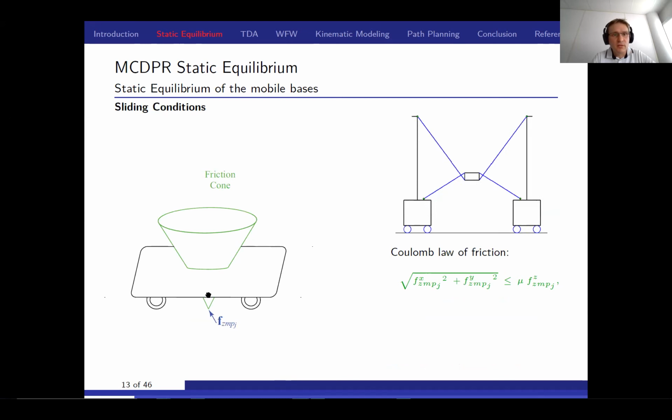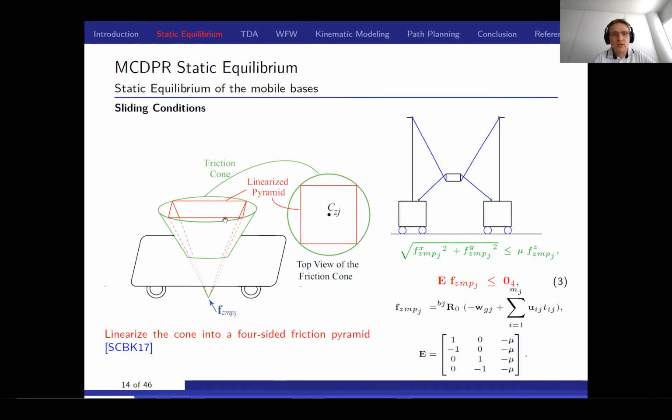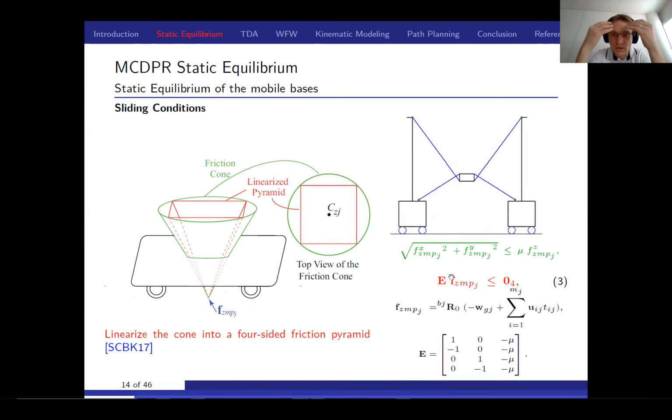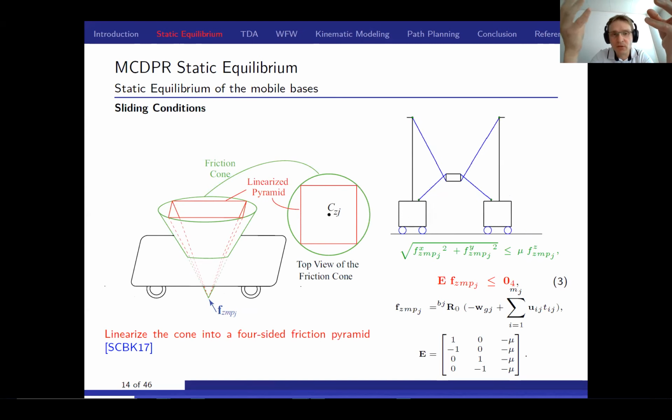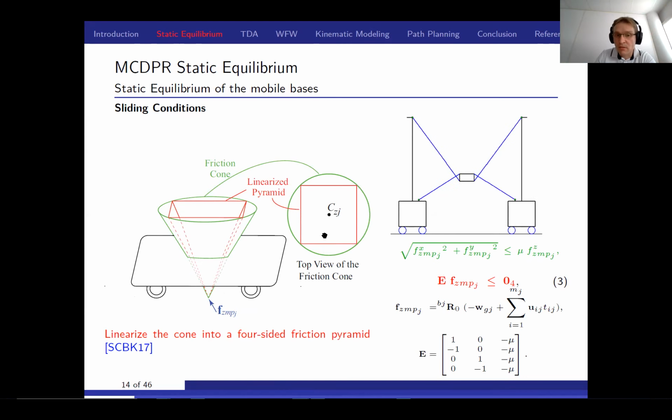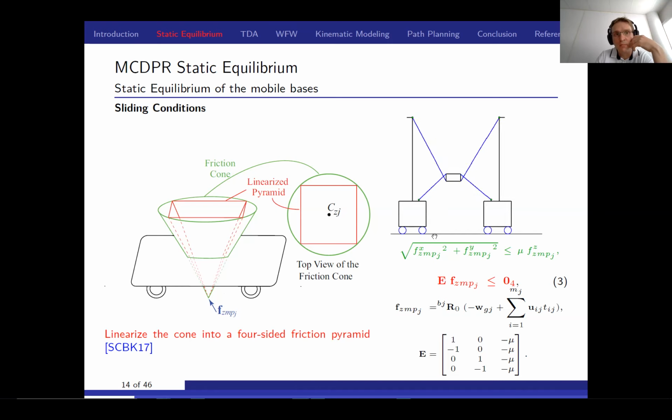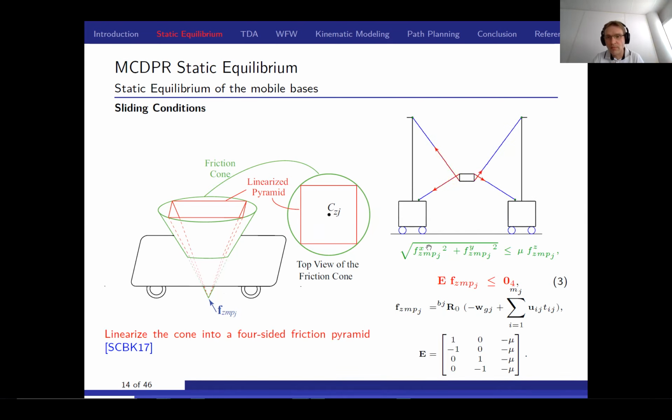We also considered the sliding conditions. Here we cheated a bit in order to simplify the problem. We linearized the friction cone in order to end up with a linear inequality characterizing the sliding or the non-sliding conditions of the mobile bases. By doing this, we are a bit pessimistic, but we simplify the static equilibrium analysis of the MCDPR.